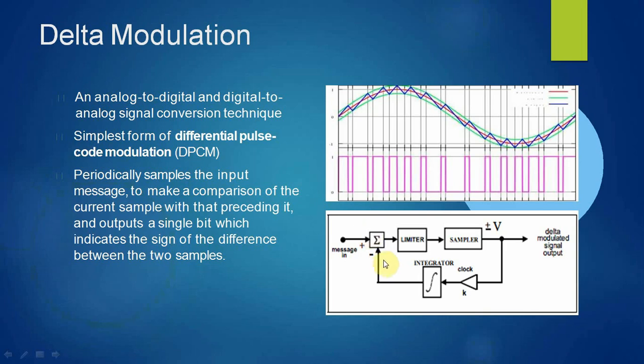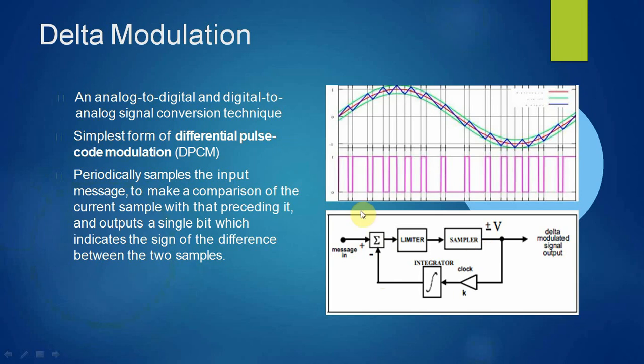If the output of the sampler is positive, the step size is going to increase. If the output of the sampler goes to negative voltages, then it is more negative, and more negative means the step size decreases. So the step size increases or decreases depending upon whether the output of the sampler is positive or negative.